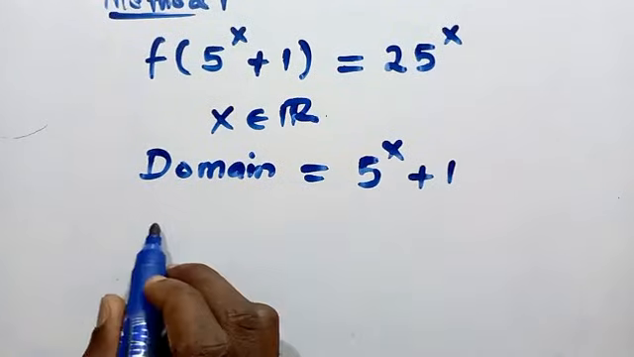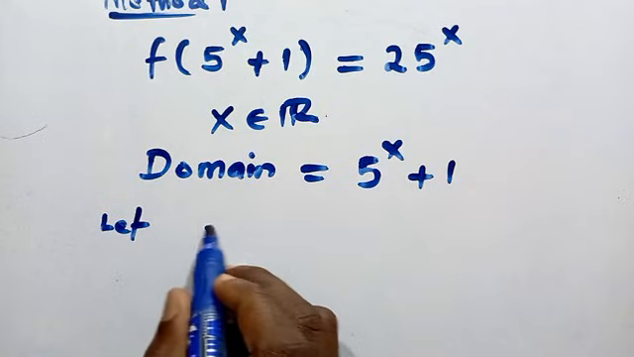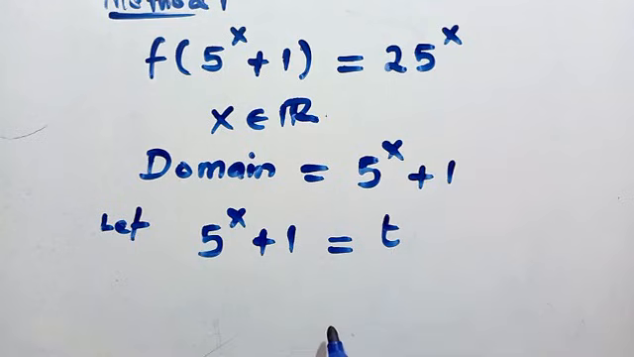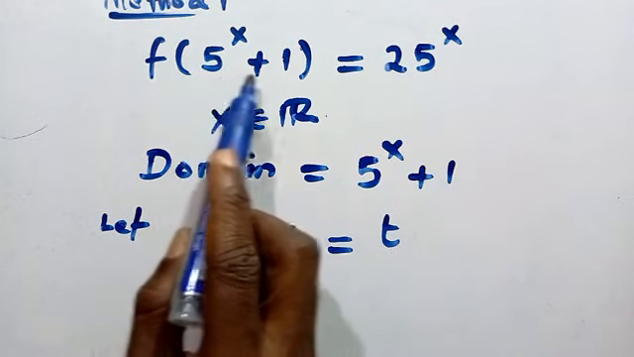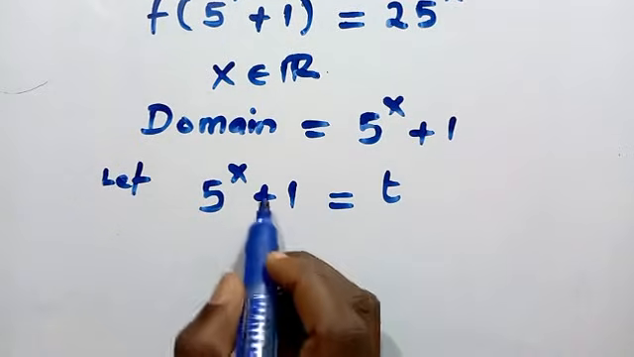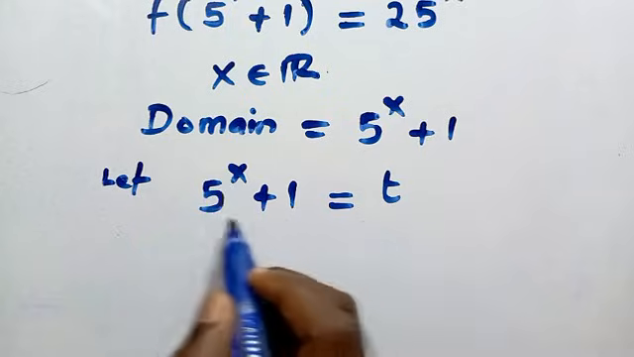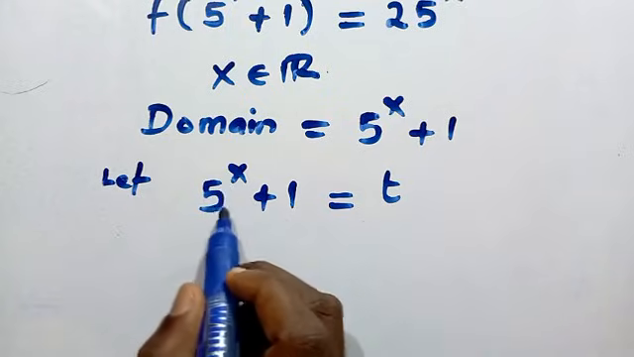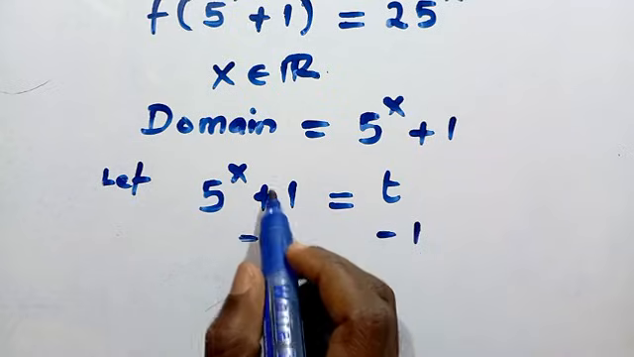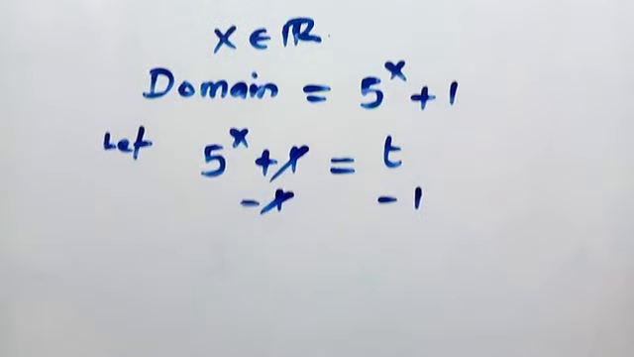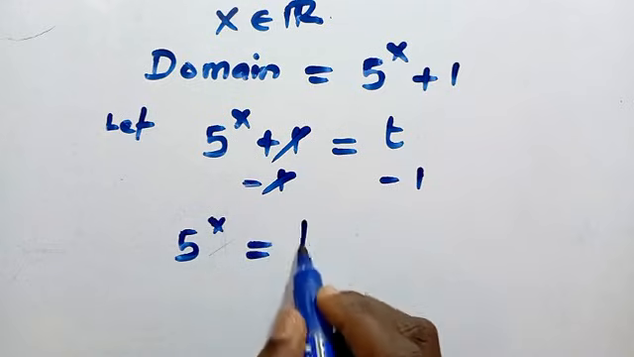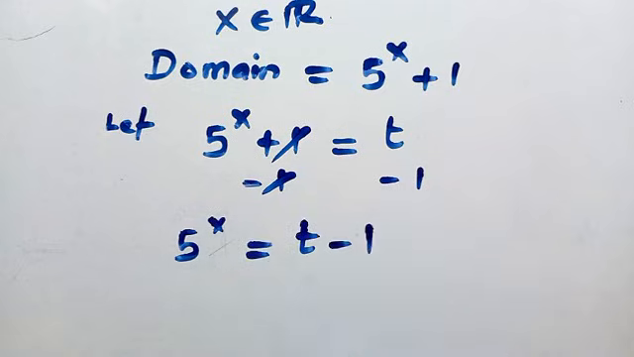What we are doing here is, suppose I let 5^x + 1 = t. So anywhere I see 5^x + 1 here, I'm replacing it with t. Let's make 5^x the subject of this relation. To do that, let's subtract 1 from both sides. So plus 1 minus 1 cancel each other. Then we have 5^x = t - 1.